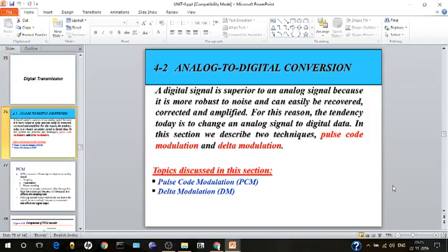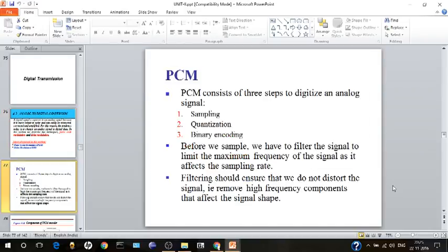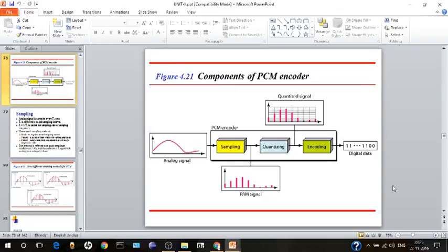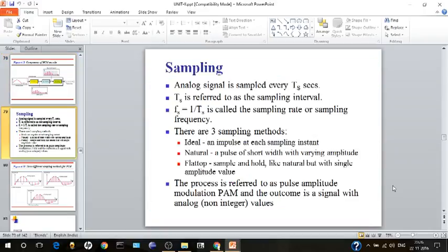Now let's have a look at another type of technique, which is called analog to digital conversion. In this we have pulse code modulation and delta modulation. Coming to the first one, pulse code modulation, it has 3 steps: sampling, quantization, binary encoding. So these are the components of the pulse code modulation, which is nothing but the PCM encoder.